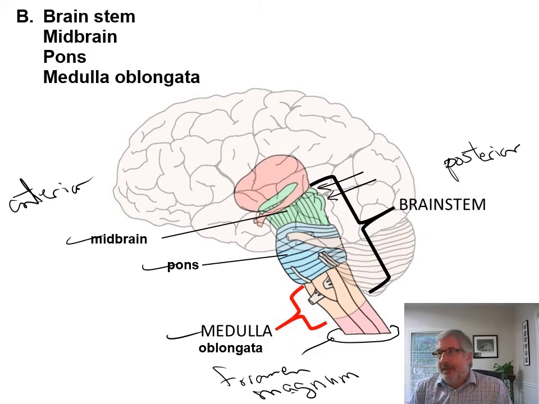At that point is what's considered the division between the medulla oblongata and the spinal cord. Right when it comes out of that foramen magnum, when it goes through there, that's the division between the medulla oblongata and the spinal cord. Okay, next slide.